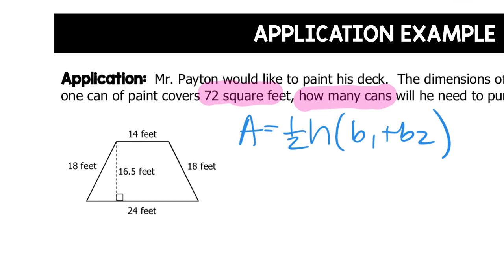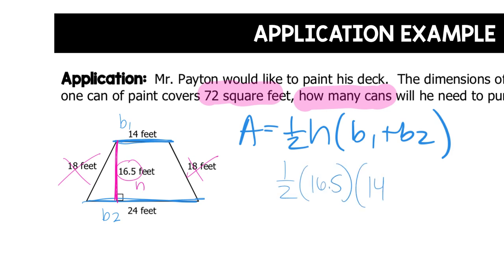And let's take a look at this picture here. The bases are these parallel sides. So 14 could be base 1, and 24 could be base 2, and then the height is always perpendicular to those. So the height would be this 16.5, which means we're not using these sides over here when we're doing area. So let's go ahead and calculate that. That would be 1/2 of 16.5 times 14 plus 24. You can go ahead and put that in your calculator.